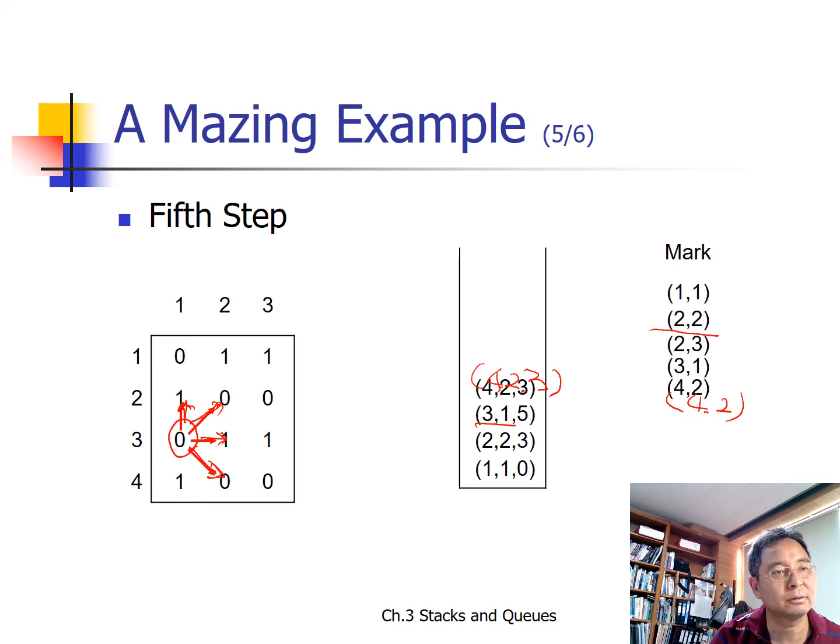Yes, 4, 2, 3 is stored in here. And 4, 2 is stored in the mark array here also. And next one is this one.